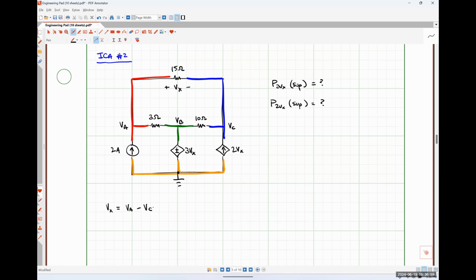So what would our next step be? Write a voltage relationship equation for each voltage source. Exactly right. So we only have one voltage source. So that's going to look like 3Vx is equal to VB minus 0, which is just VB. All right, what should our next step be?